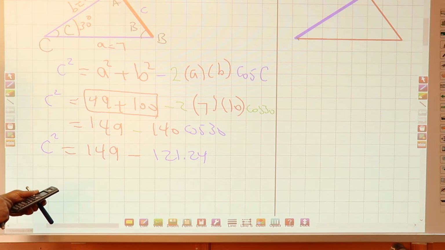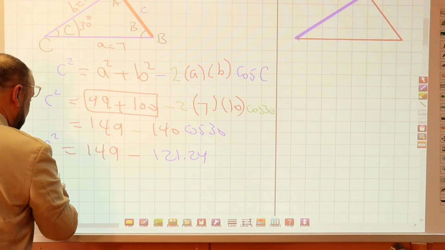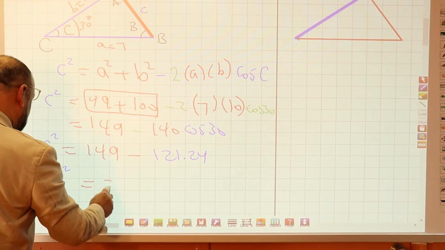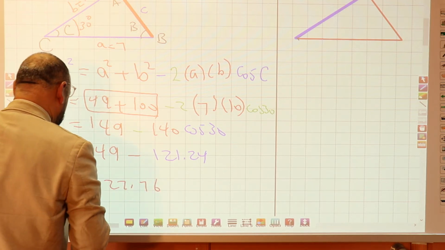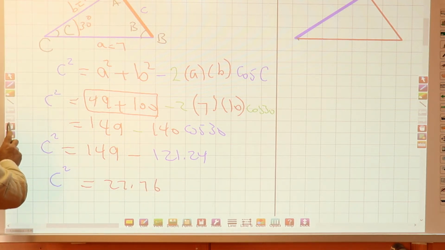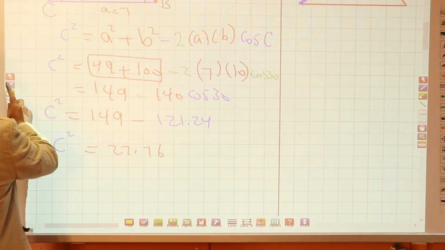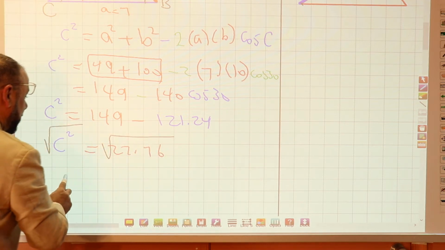Minus this number is 27.756. C squared equals 27.76. I'm going to round it to the 76. Now the last step is to find C. To find what? C, square root. Take the square root of both sides.